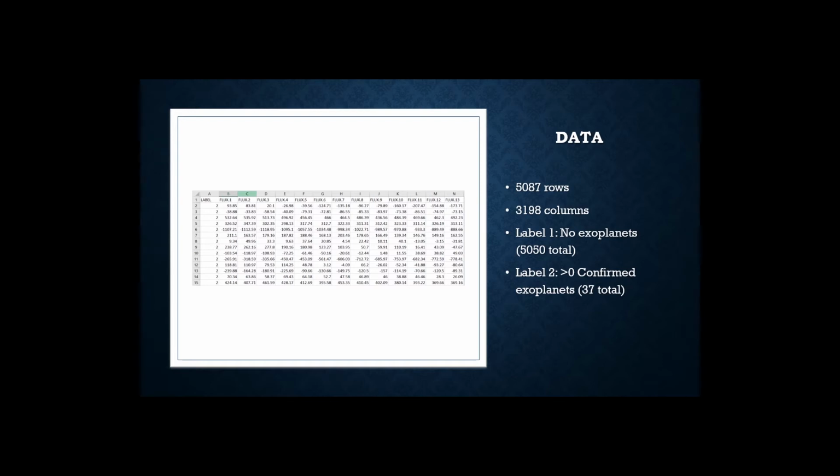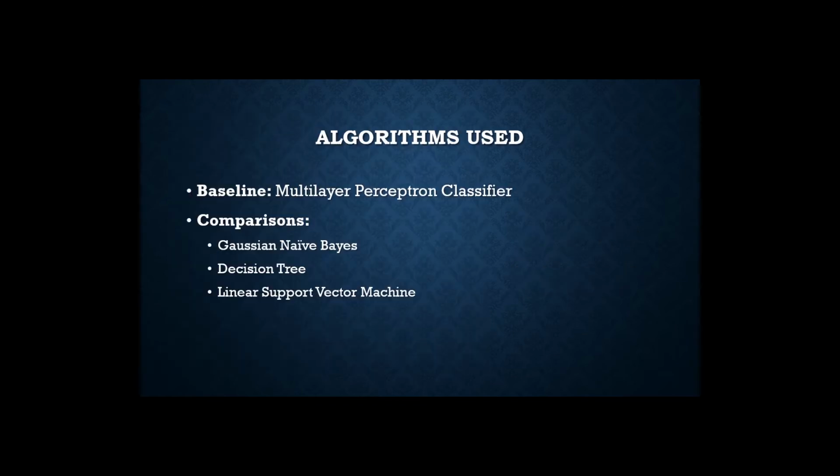The dataset I used contains flux versus time values for over 5,000 stars, with each row having over 3,000 consecutive flux measurements. Each star was classified as either having exoplanets or not having them. The core of my project involved comparing three classifiers to determine which performs best on this type of data: a Gaussian naive Bayes classifier, a decision tree, and a linear support vector machine.